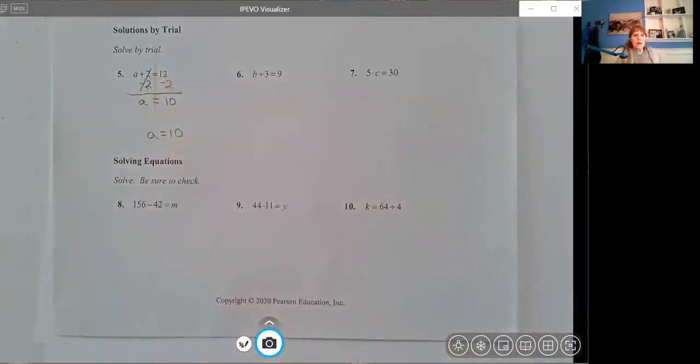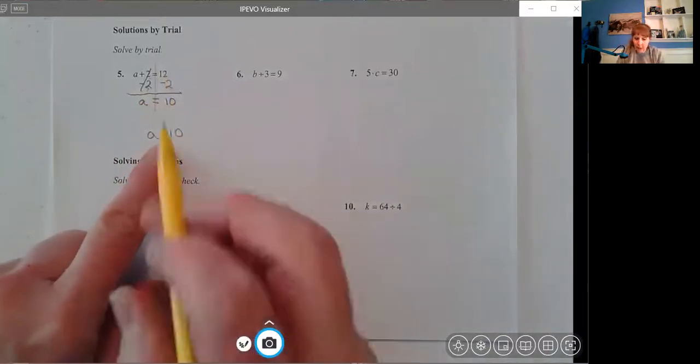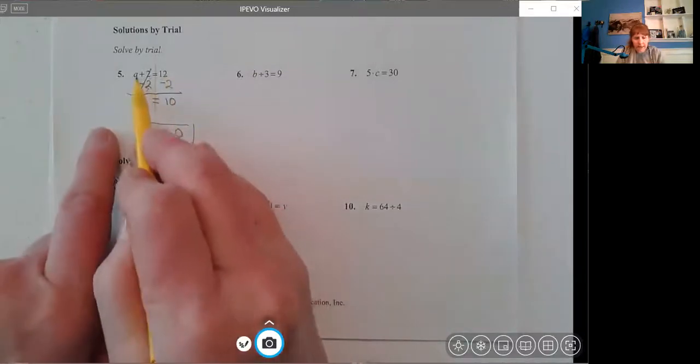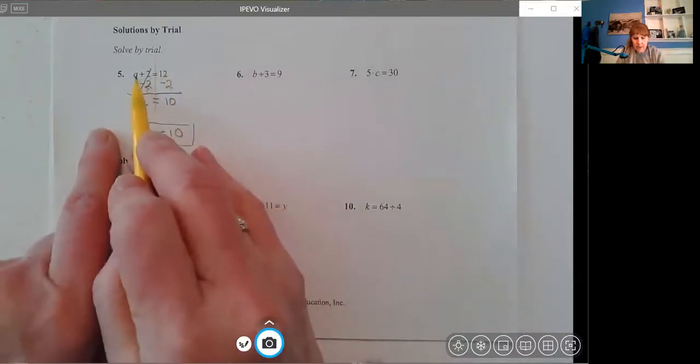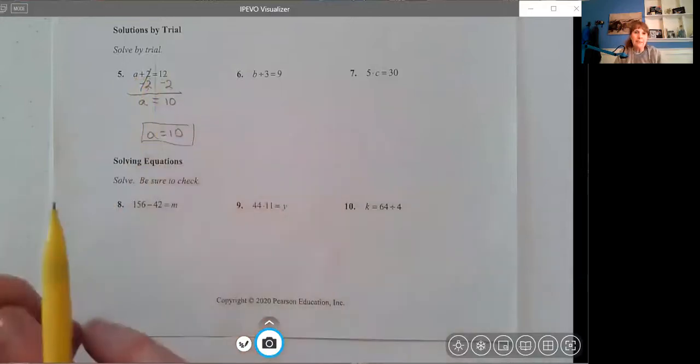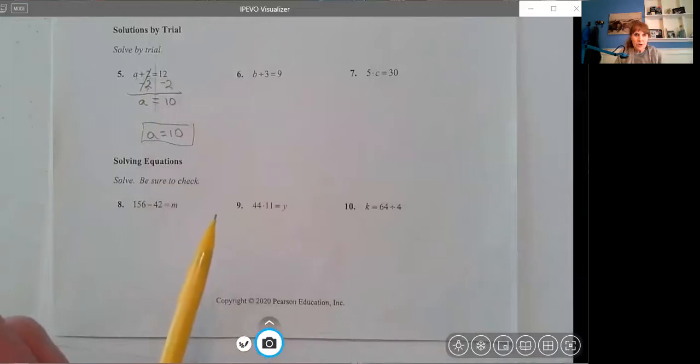So in this section of 1.7, all we're doing is one-step equations. It should only take one step in order to solve. All right, so a is 10. It's a great idea to put the 10 back in to the original. 10 plus 2 is 12. So it makes the statement true, the equation true. Okay, let's look at number 6.